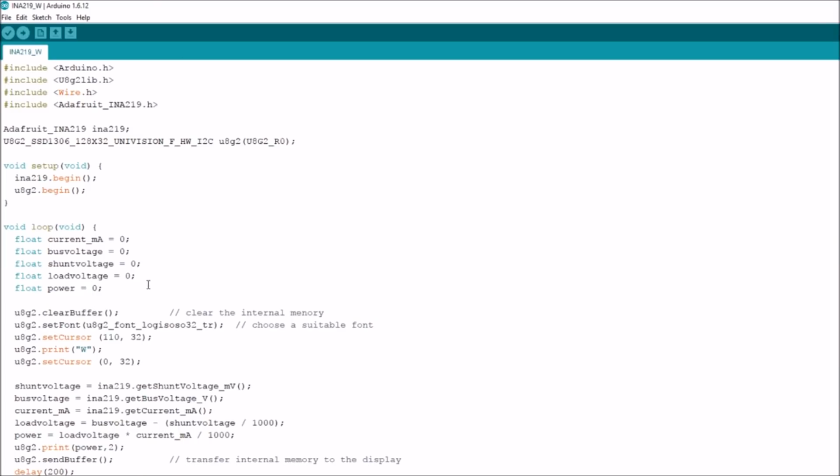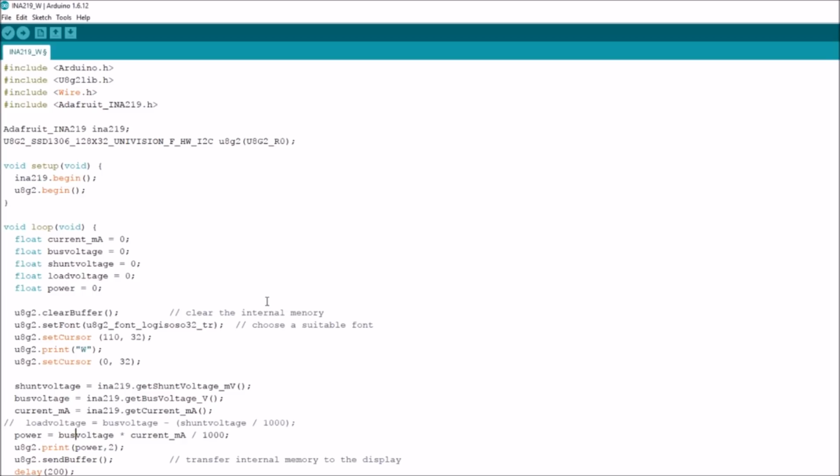So in my code down here, power is not load voltage times current milliamps. Well, it is the load voltage, but not this variable. It's actually just bus voltage. So I don't need to calculate load voltage as something else. So I'm going to comment that one out, and instead of load voltage here, I'm going to put this back to bus voltage. So it's simply the bus voltage, which we know is the load voltage, times the current in milliamps divided by 1,000 to get power in watts.